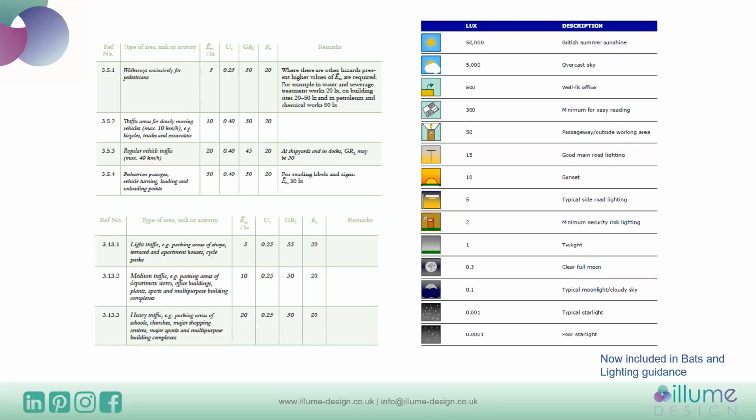And considering that, comparing to an internal scenario, perhaps at your desk when you're in your office, it would be about 300 to 500 lux. So it gives you an idea of where 0.5 lux sits in our sort of visual everyday capacity.